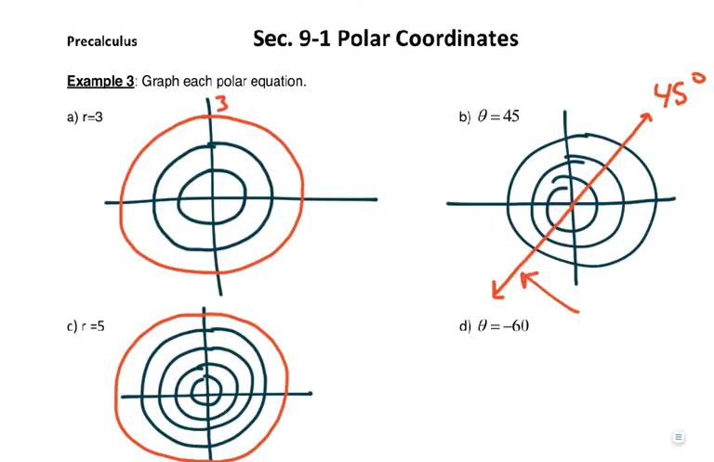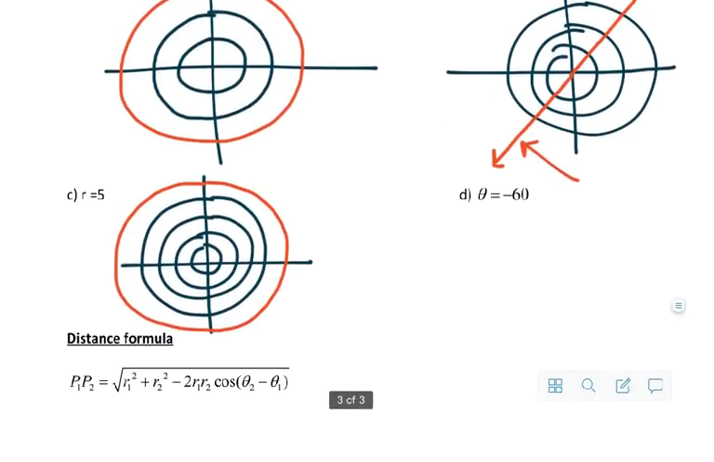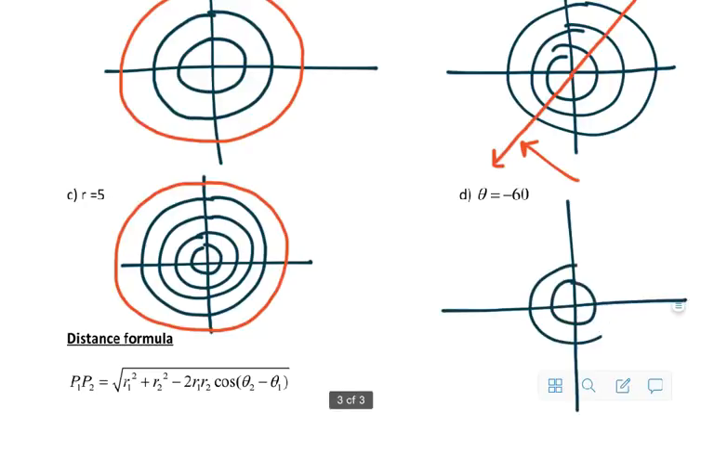The reason that we also use this is because, remember, we could graph here and have a negative radius. So, if theta equals an angle is a straight line, then the graph of negative 60, and again, I'm just going to draw a couple circles just to show you what it looks like. Negative 60 is down here, so the rest of the graph must be here.